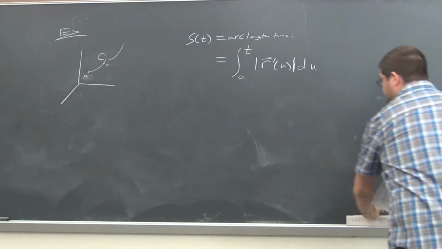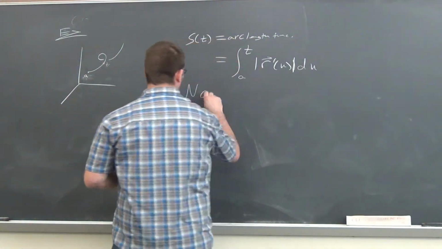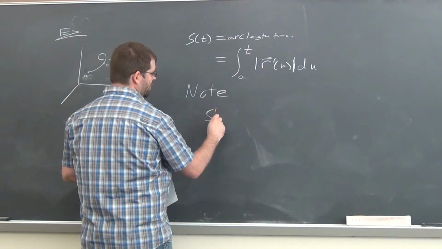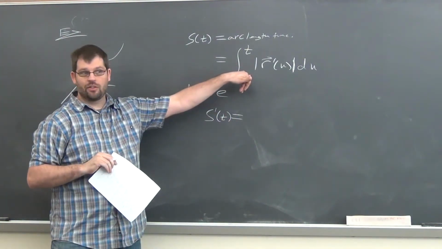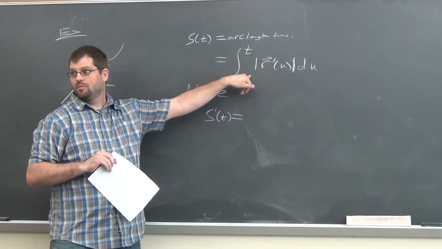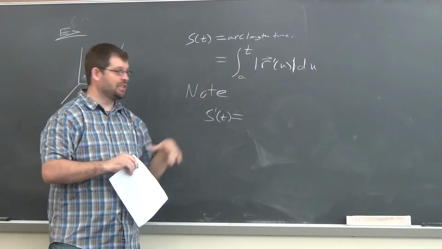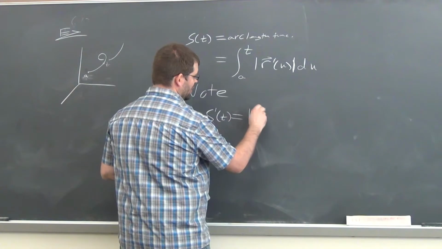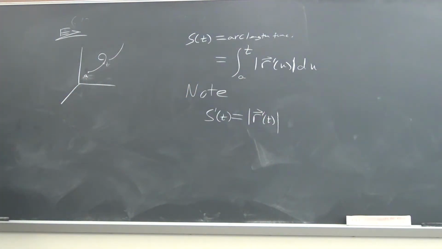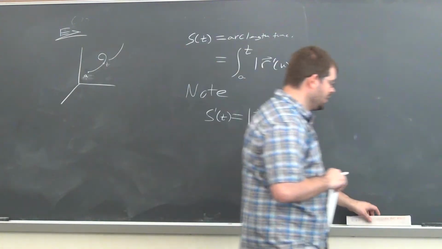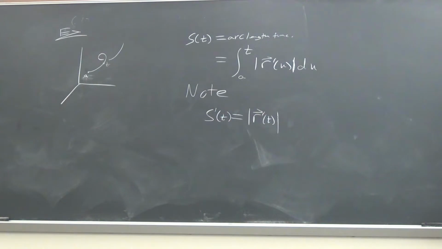Oh, and let me also notice, what's the derivative of this function? So the derivative of an integral is the function itself, the function inside it. So the derivative of this should be the magnitude of r prime. Okay. So this is going to come into play a lot in the next part of this section. But for right now, let's just do that.